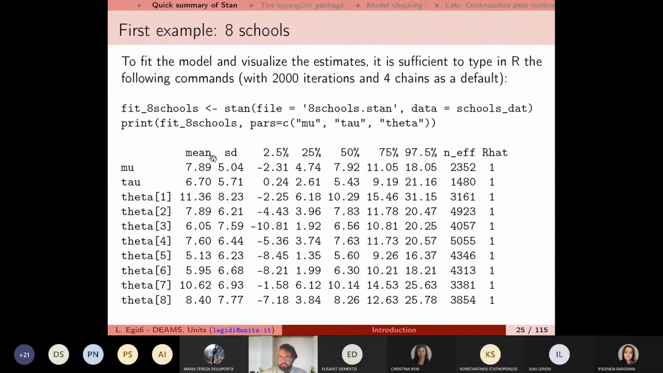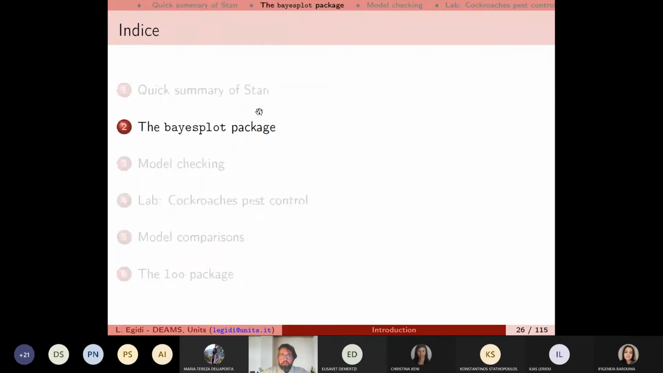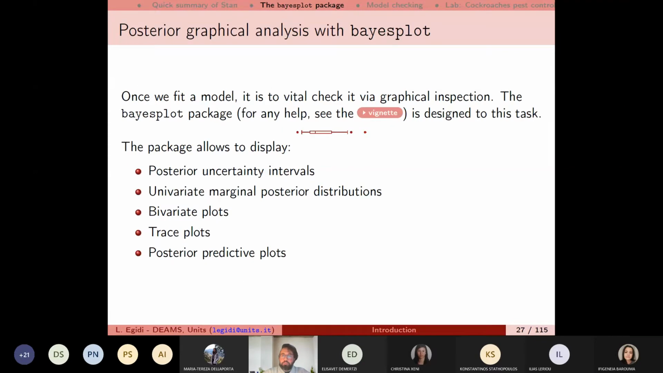But let's go on to analyze something, because in what follows, I want to give you some initial practical use of the bayesplot package, which can be very, very effective to analyze the Stan output. So we can fit the model with the stan command, but now let's see what we can do with the bayesplot package. This is the first example of a package which is related in a very efficient way to the Stan ecosystem, because the package allows to display, for instance, posterior uncertainty intervals, univariate marginal posterior distributions, bivariate plots, trace plots, but also, as we will see in a while, posterior predictive plots.